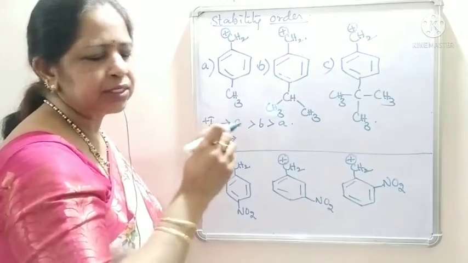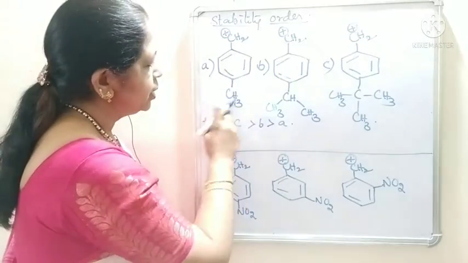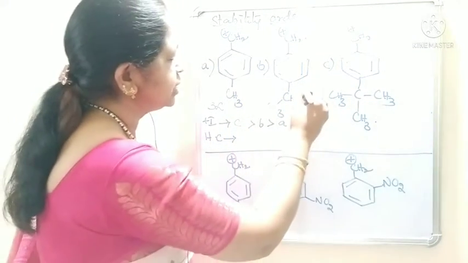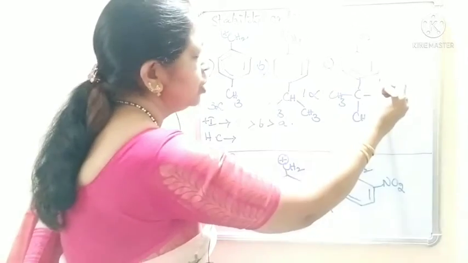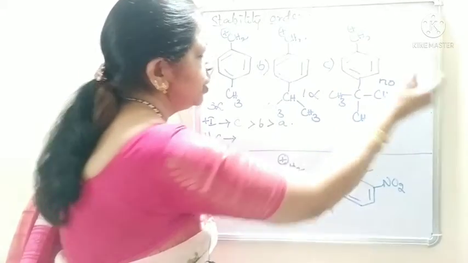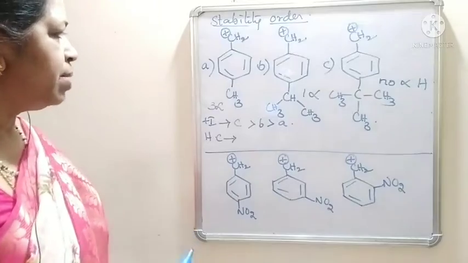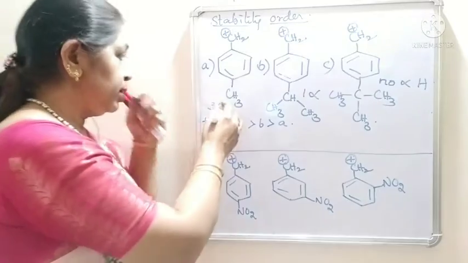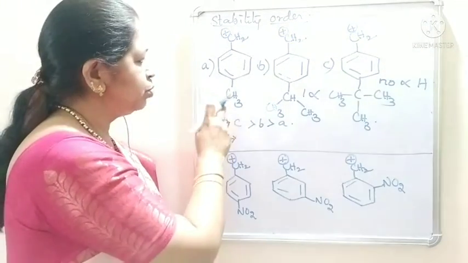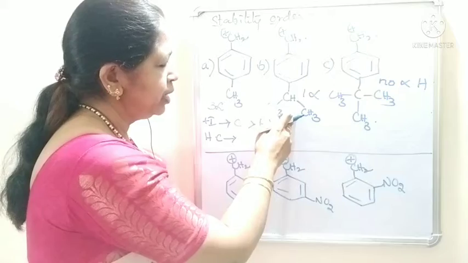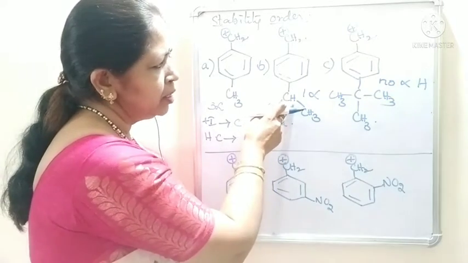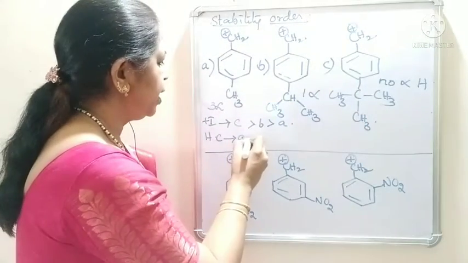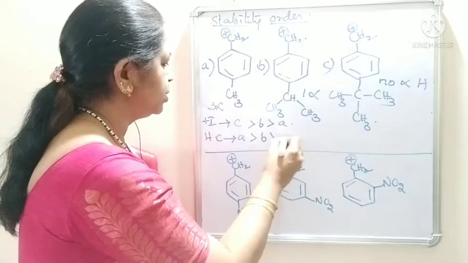How many alpha hydrogens are present on each one? In the first case, 3 alpha hydrogens, in the second case, 1 alpha hydrogen, and in the third case, no alpha hydrogens. So if we consider hyperconjugation, what is the stability order? A has 3 alpha hydrogens, so it is more stabilized than B, which has only 1 alpha hydrogen, and C has no alpha hydrogen. So the stability order will be A greater than B greater than C.